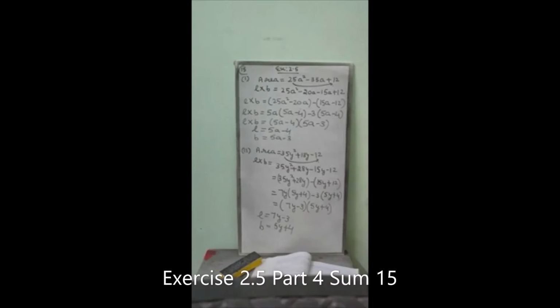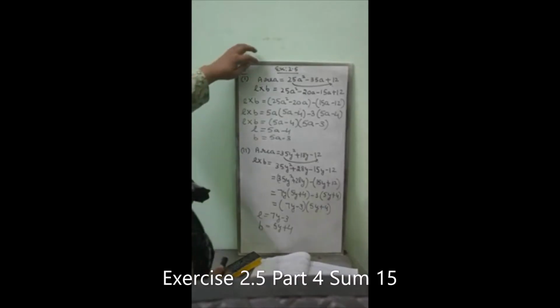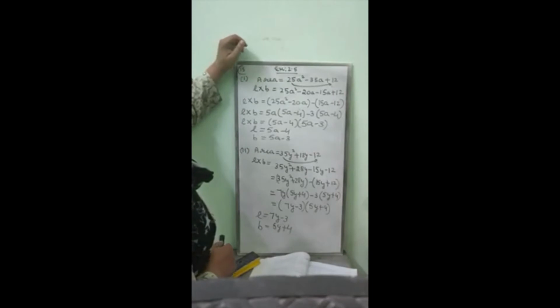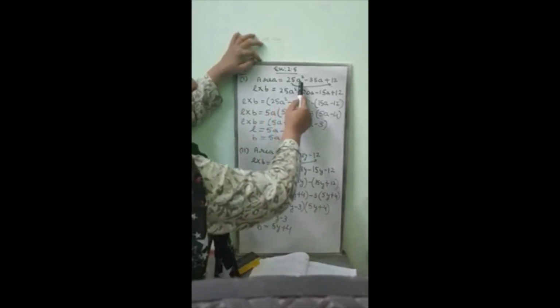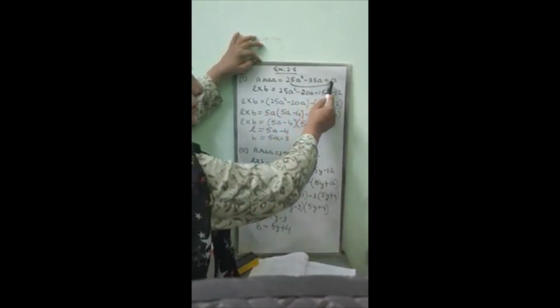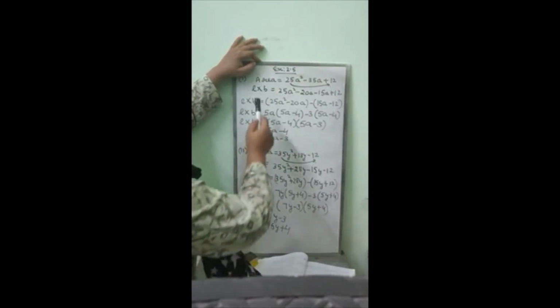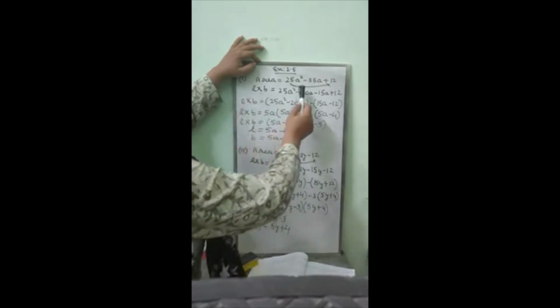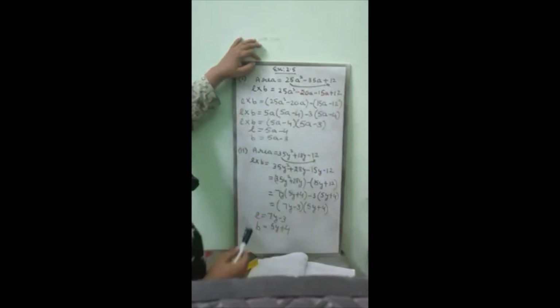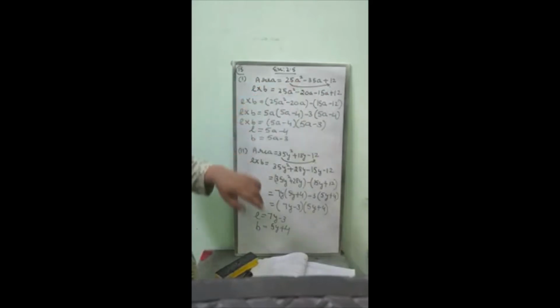Students, now I am going to discuss exercise 2.5, sum number 15. See, the area of a rectangle is given as 25a square minus 35a plus 12. You need to find the length and breadth of the rectangle. Area is L into B. Here you will factorize this term to get two factors so that one factor is equal to length and the other factor will be equal to breadth.